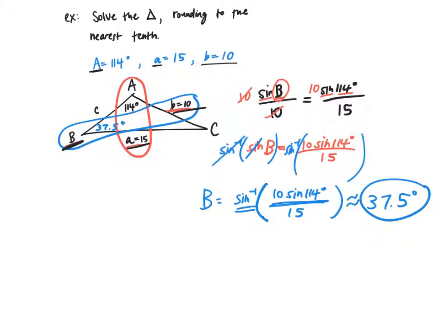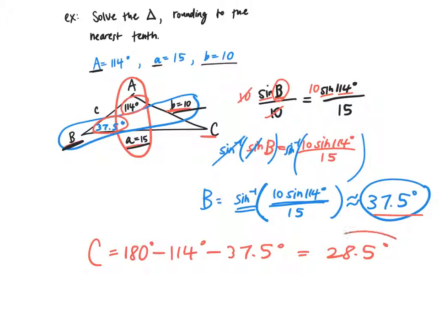Once you know two of the three angles, you're able to find the third angle, because the interior angles of a triangle add up to 180 degrees. So angle C can be found right away because angle C is 180 degrees minus the given angle A, and then the angle B that we just found, 37.5 degrees, and that'll give you 28.5 degrees. So we know that angle C is 28.5 degrees. If I add these three angles up, they add to be exactly 180 degrees.